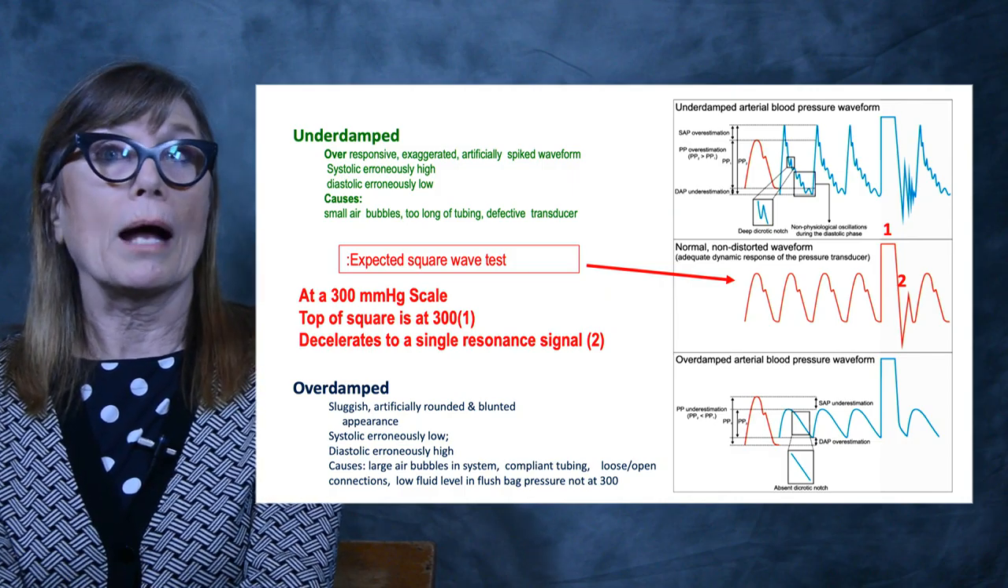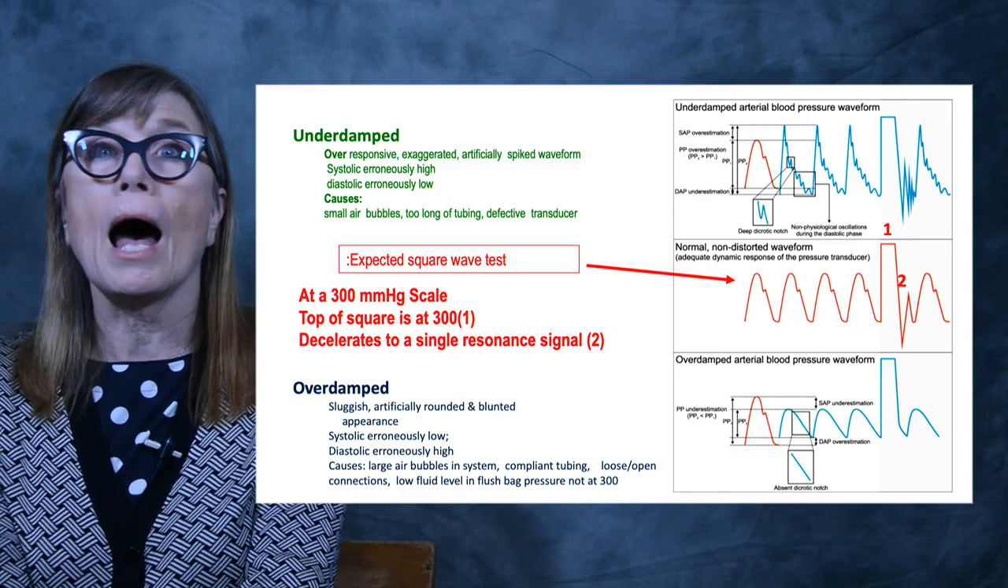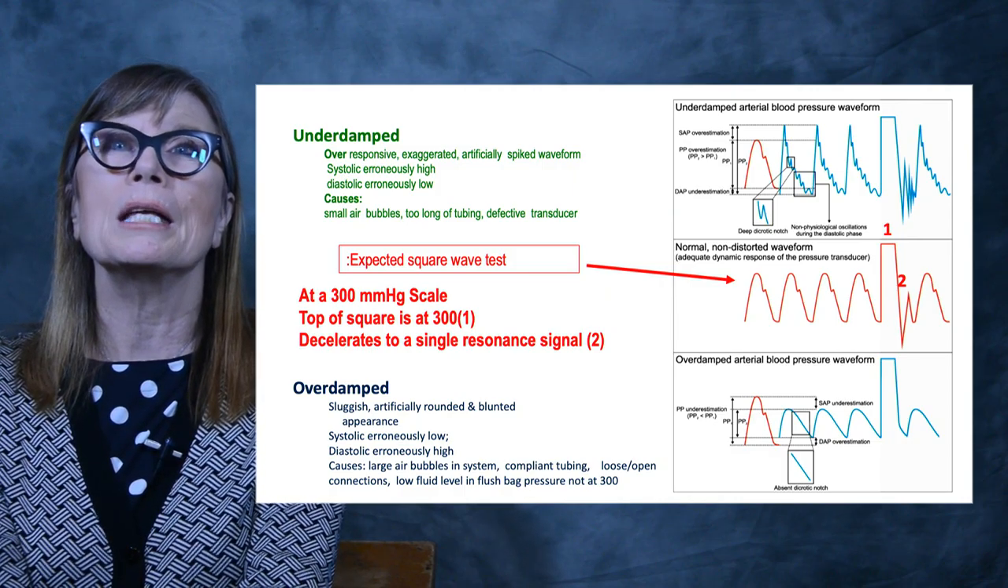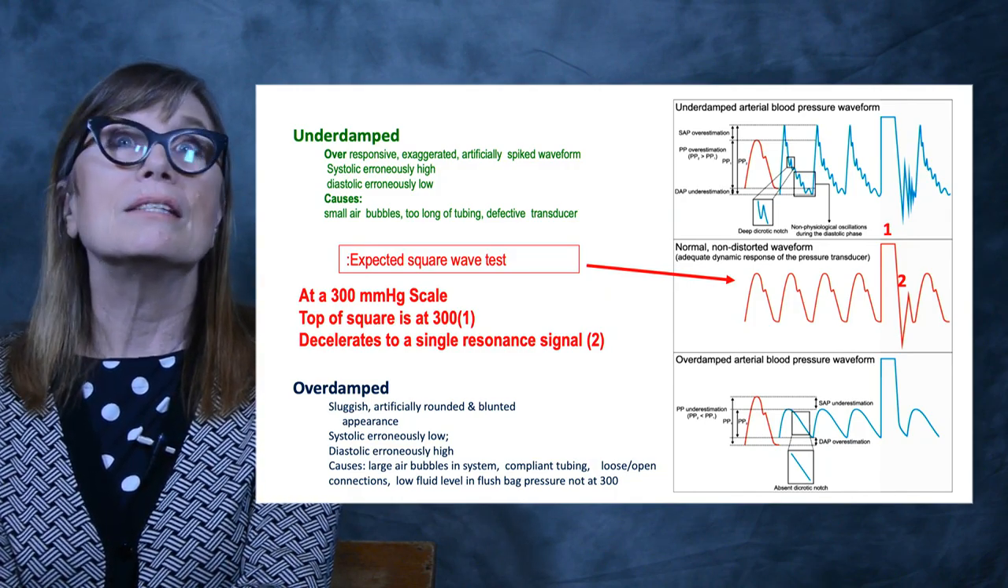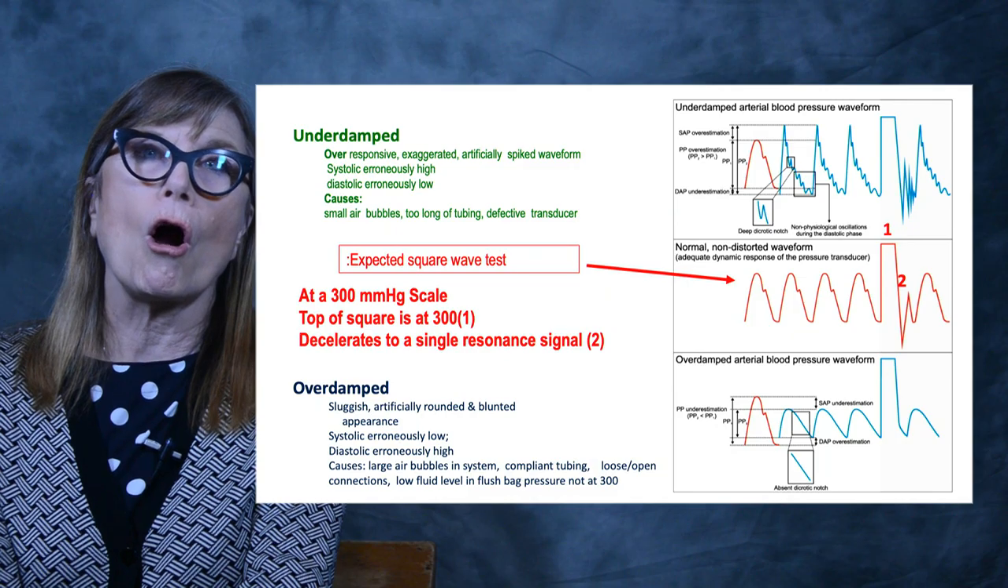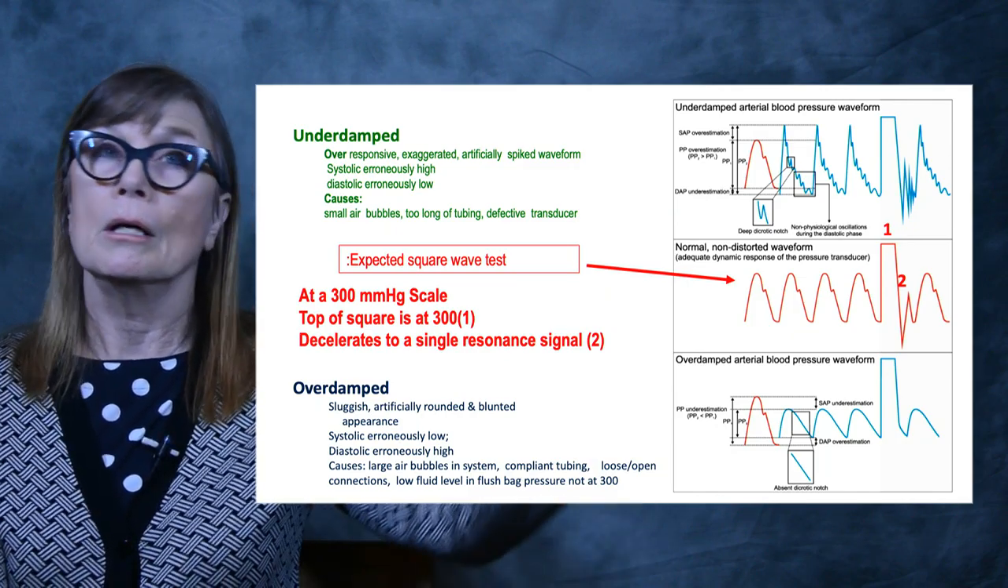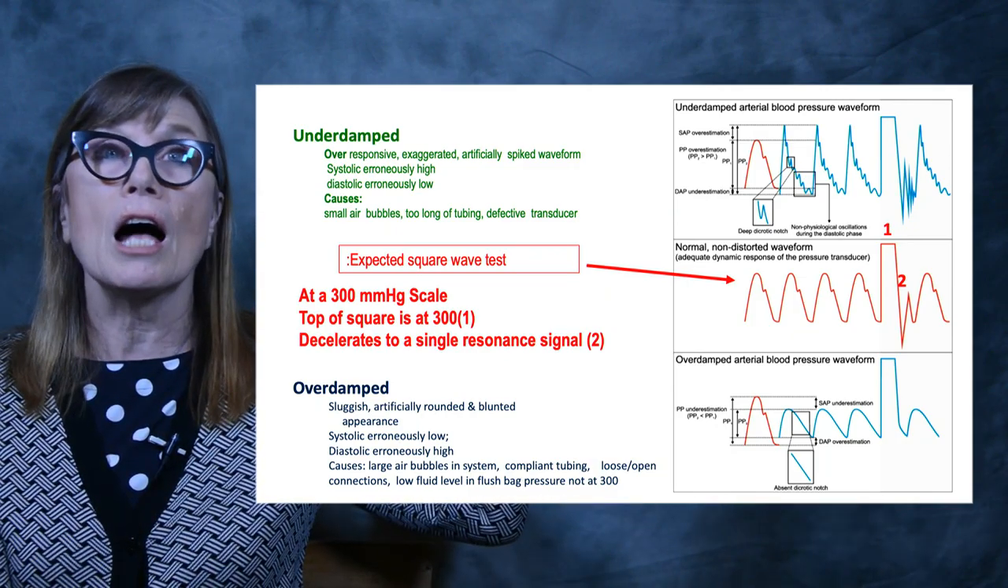Systolic is usually quite low. The diastolic is quite high. There's not much difference between the two. The number one cause of this is that you have very large air bubbles in your system. So flush, flush, flush.